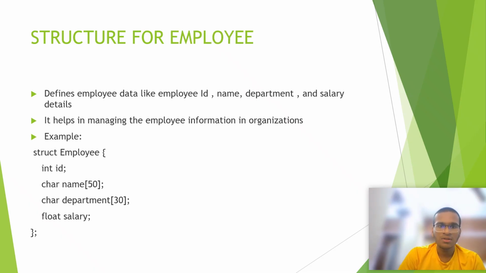Structure for employee defines employee data like employee ID, name, department, and salary details. It helps in managing employee information in organizations. Example: struct employee { int id; char name[50]; char department[30]; float salary; }; Here 50 and 30 are the sizes of the character arrays, meaning you can give up to 50 letters to that particular field.